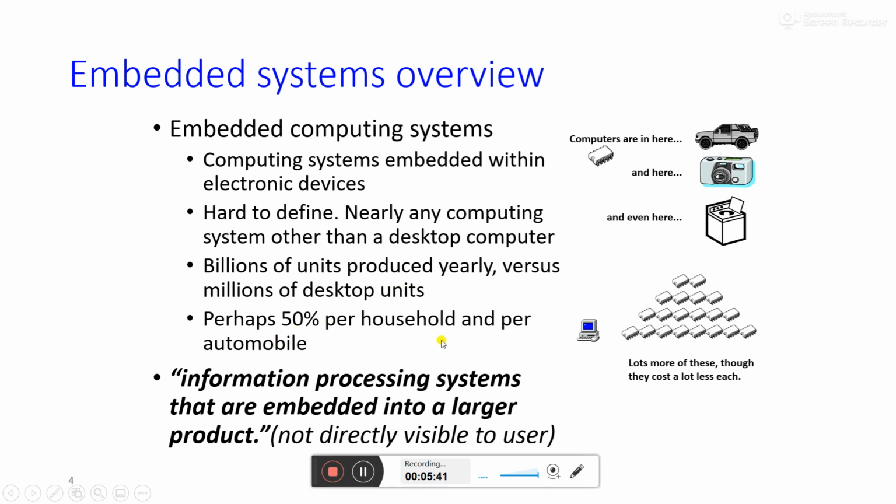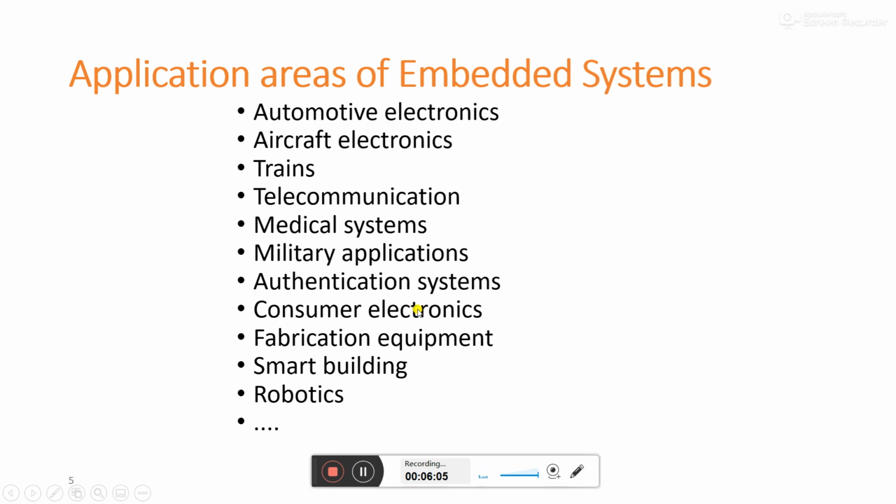Around 50% of households and our automobiles use embedded system tasks. An information processing system that is embedded into a larger product is the embedded system. That is the value of the embedded system and it is used for that purpose.